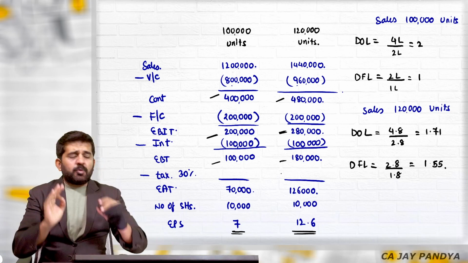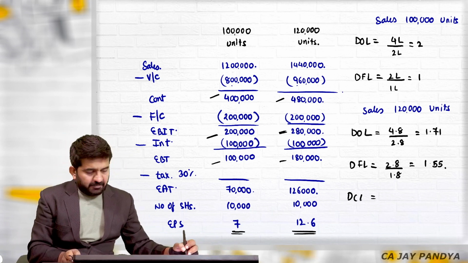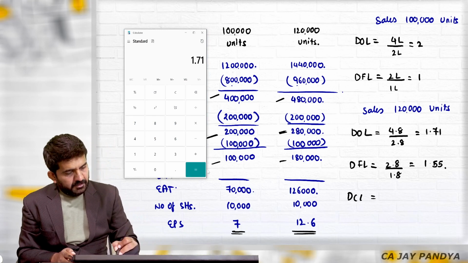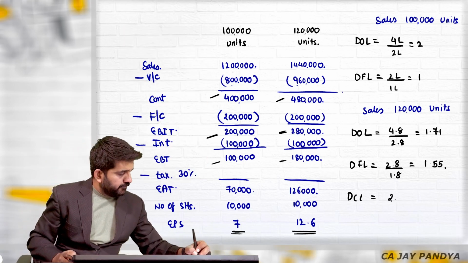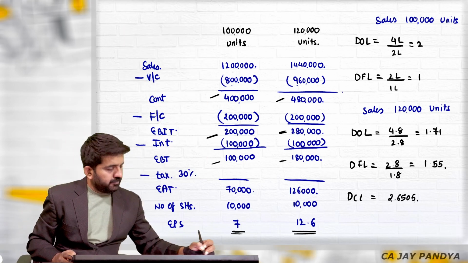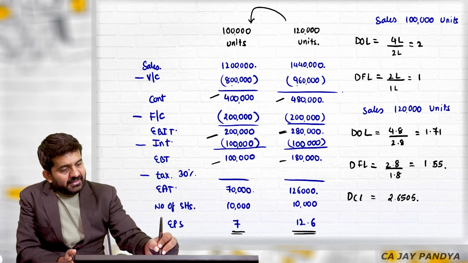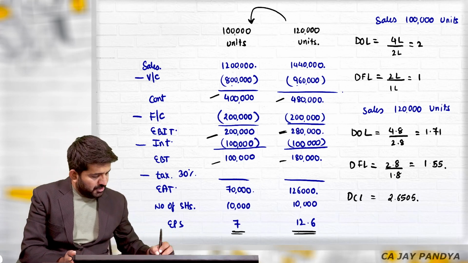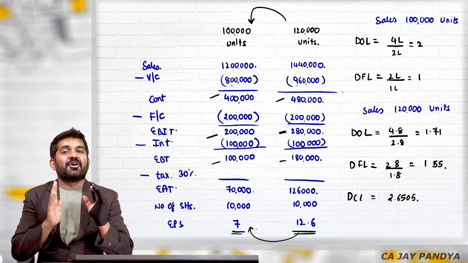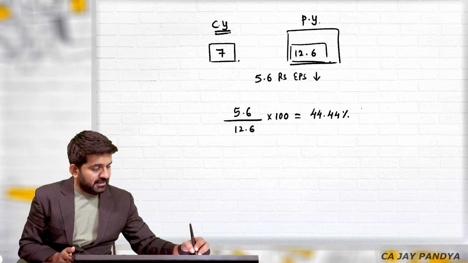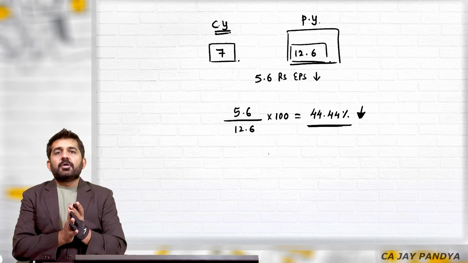Alright. What was the degree of combined leverage for the previous year? Now, this is not asked in the examination, but let me find it out. It is 1.71 multiplied by 1.55, which is 2.6505. If the sales has decreased by this many percentage, the EPS should decrease by this many percentage. You can verify and your answer will come exactly correct. That is, EPS will decrease by 44.44 percent.